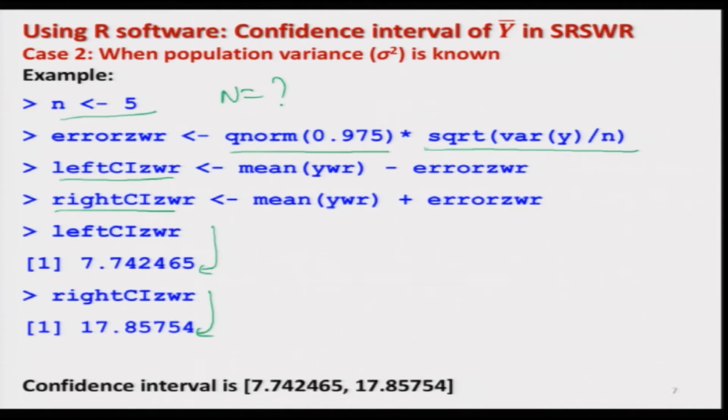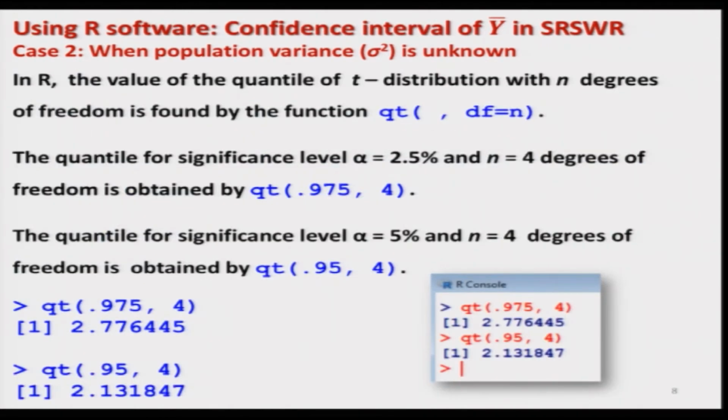So, my 95% confidence interval for this capital Y bar comes out to be close to 7.74 to 17.86. Okay, so this is what I wanted to find, and the interpretation goes in exactly the same way as I discussed in the earlier lecture.